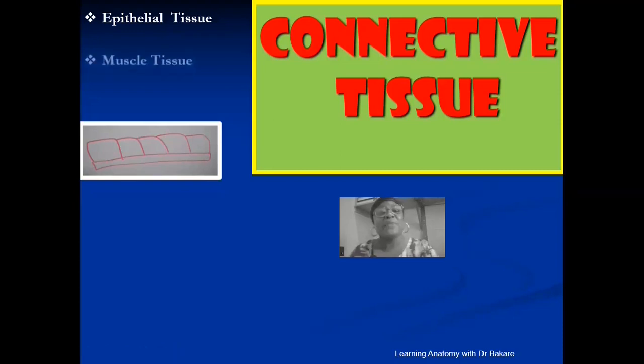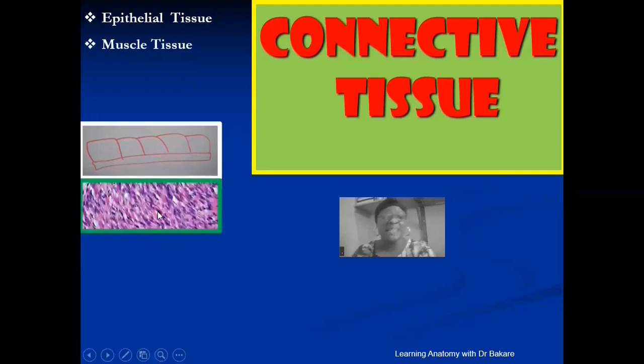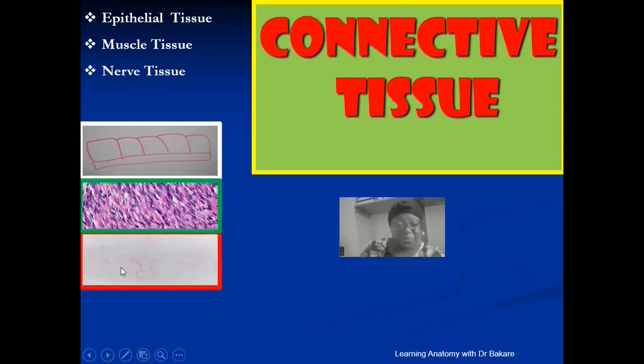Then the second type of tissue that we have is the muscle tissue. And this is what is presented here in this image, where you have a number of muscle cells also packed together. And the third type is the nerve tissue. This is what is also presented here in this image, where you have specialized cells that are referred to as neurons packed with their surrounding neuroglia, which are the supporting cells. And this is what is seen in the central nervous system.